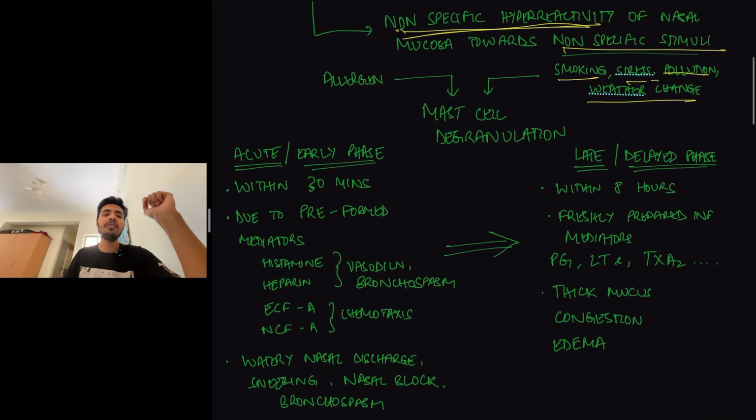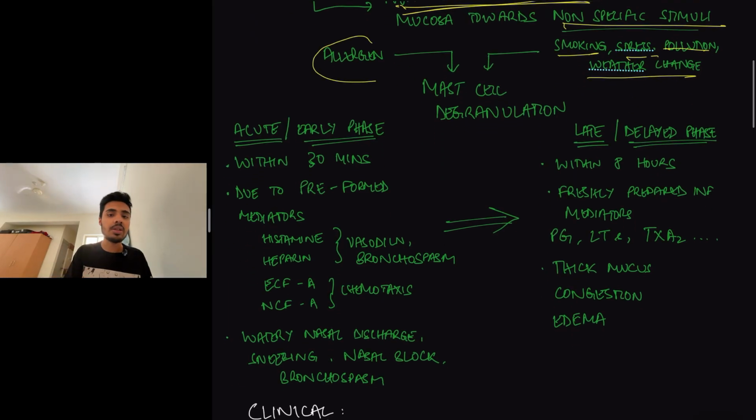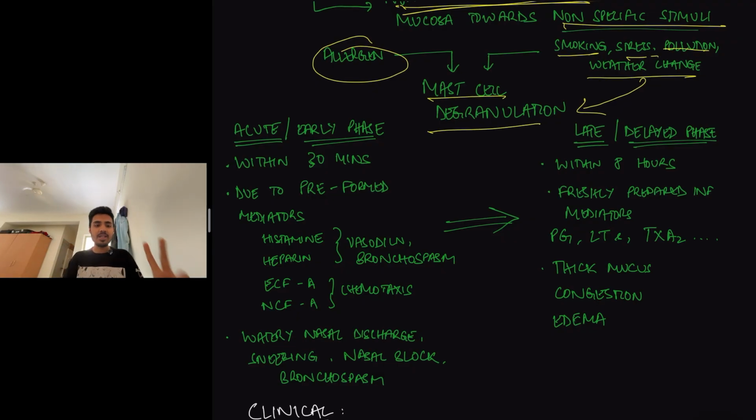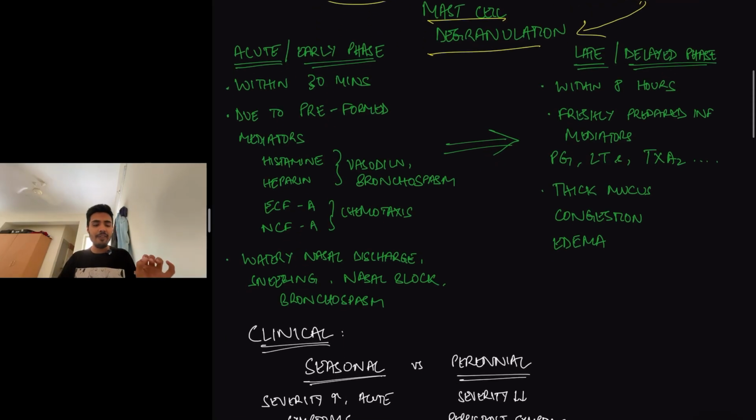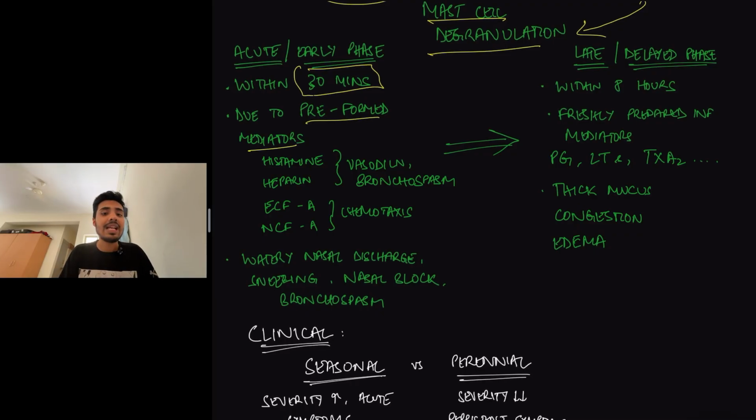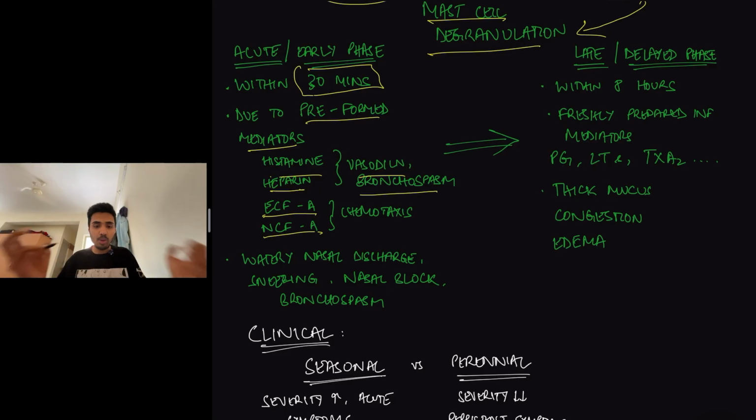Then what happens? You have re-exposure where either the allergen or these non-specific stimuli are exposed, and then the nasal mucosa reacts. How does it react? Through mast cell degranulation. This mast cell degranulation occurs in two phases, an early phase and a late phase. An early phase, it occurs within half an hour, and there is release of preformed inflammatory mediators like histamine, heparin, which can cause vasodilation, bronchospasm. Then you have eosinophilic chemotactic factor A, neutrophilic chemotactic factor A, etc., which cause chemotaxis. They attract more and more WBCs.